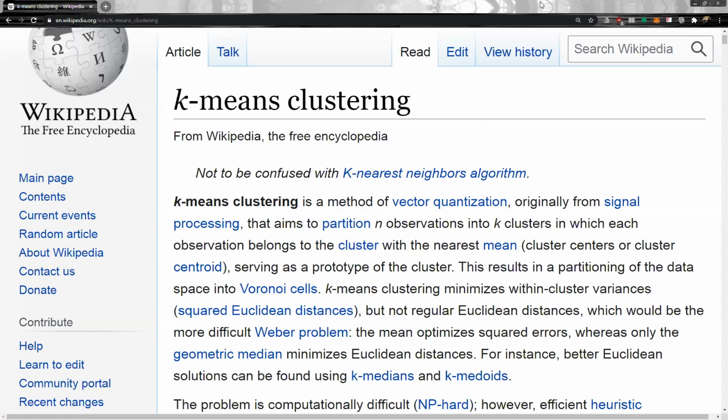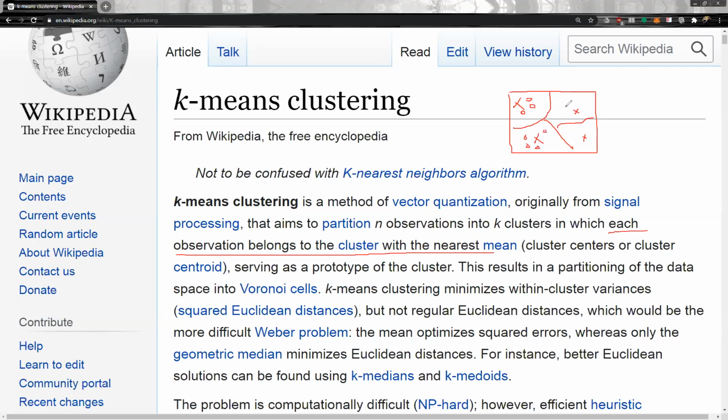So it means, suppose this is a plane and we have this data, then we basically partition the data such that each observation belongs to the cluster with the nearest mean. So suppose this x is the mean. So yes, something like this.